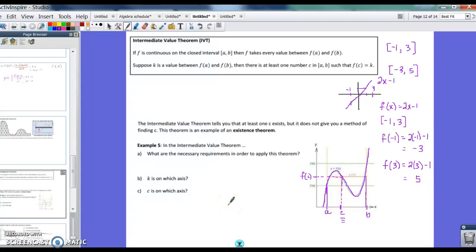Okay, that only works if your function is continuous. So the necessary requirement is that the function is continuous over a closed interval. If you're looking at these letters up here, K is your output, that's what's on your y-axis. C is your input, that's what's on your x-axis.